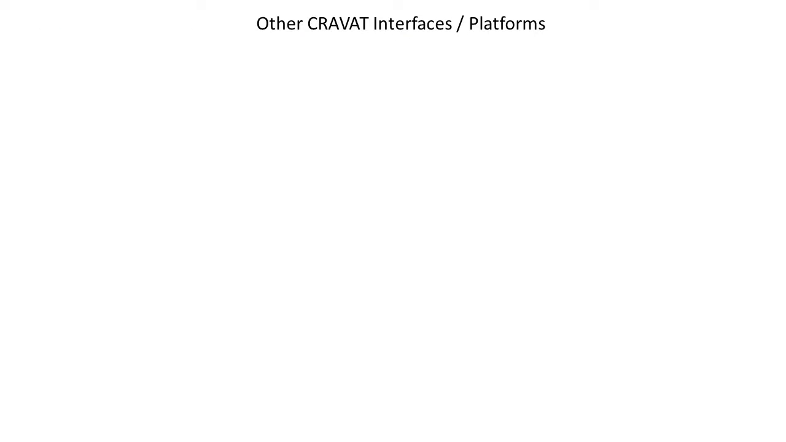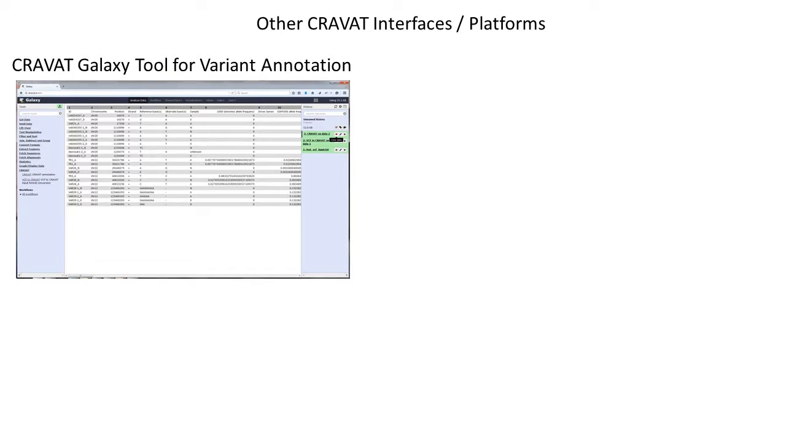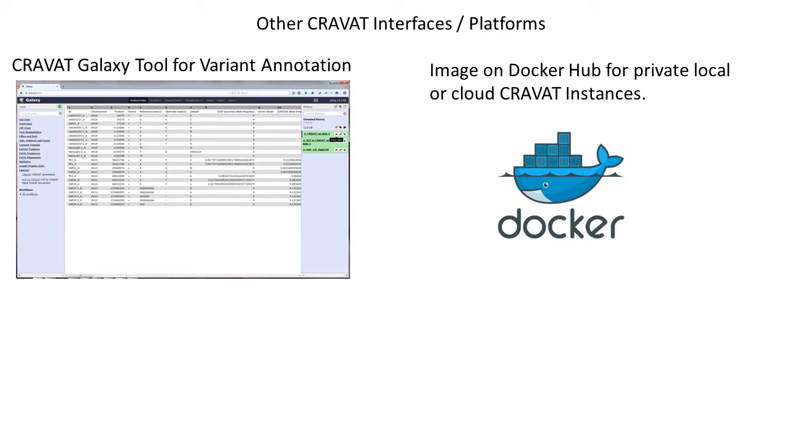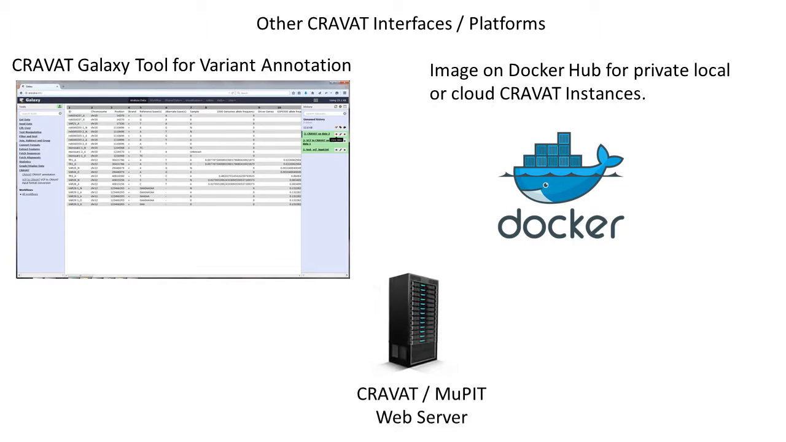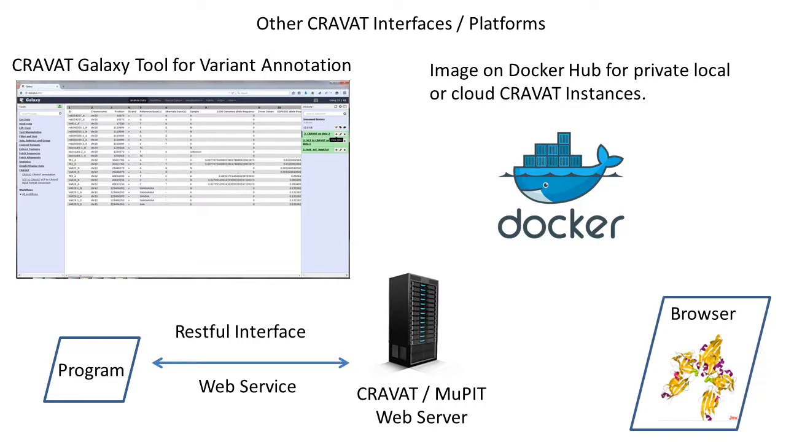In addition to the CRAVAT website, there are several other methods available to utilize CRAVAT services. We have a Galaxy tool that performs fast annotation of variants from within the Galaxy framework. We've also packaged the entire CRAVAT Muppet system into a Docker image. The Docker image allows individuals to set up their own local instance of CRAVAT or run CRAVAT on a cloud platform. This is particularly useful to investigators with protected data. Finally, we have a programmatic interface for submitting jobs, annotating variants, and linking to our visualizations.